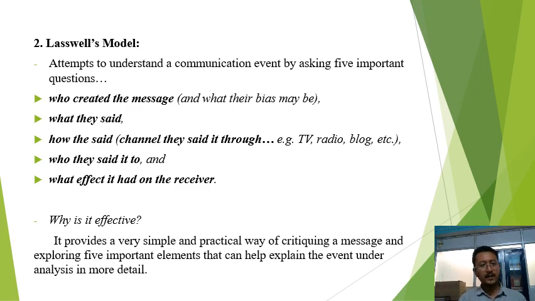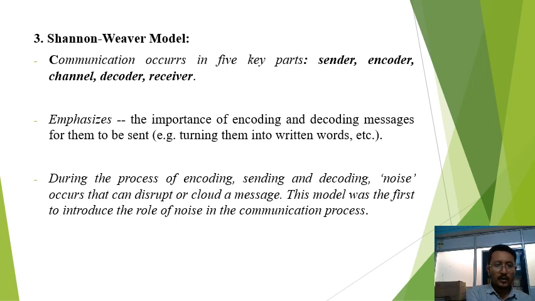Let us look at another communication model given by Shannon and Weaver. Right, this is another form or type of linear communication model. Now, what does the Shannon and Weaver model say? According to this model, communication occurs in five key parts. Now what are these five key elements? Again, it's a sender, then there is encoder, then there is channel, then there is decoder, and lastly the receiver.